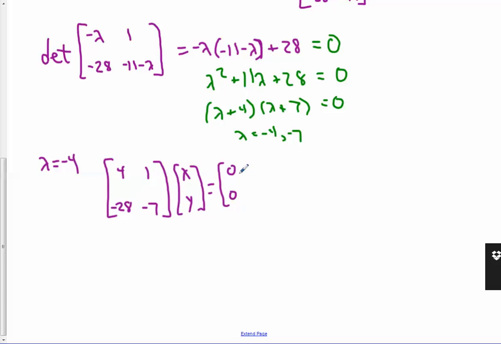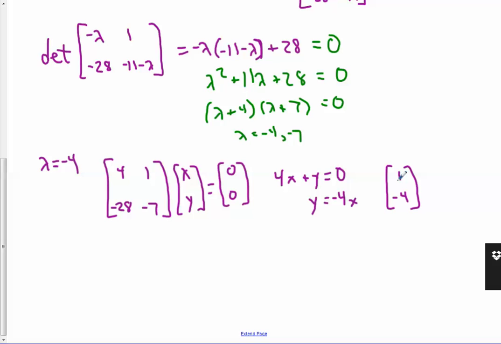What vector is going to be killed by that matrix? Again, you see that the second row is just a multiple of the first row, so I can just use one row because the other one's redundant. So I can do the first one, 4x plus y equals 0. y would be negative 4x. So if I make x be 1, y would have to be negative 4.